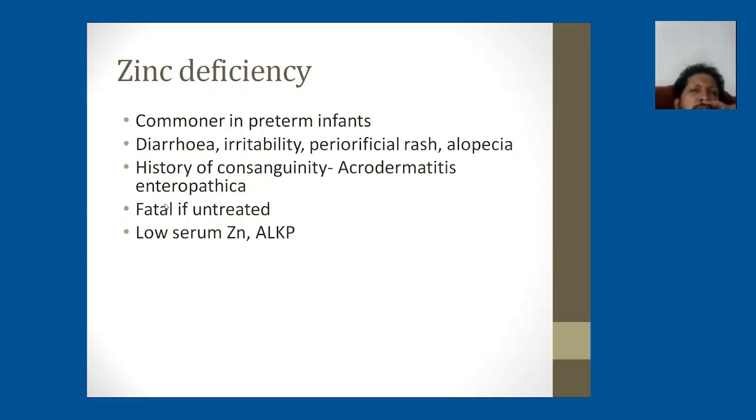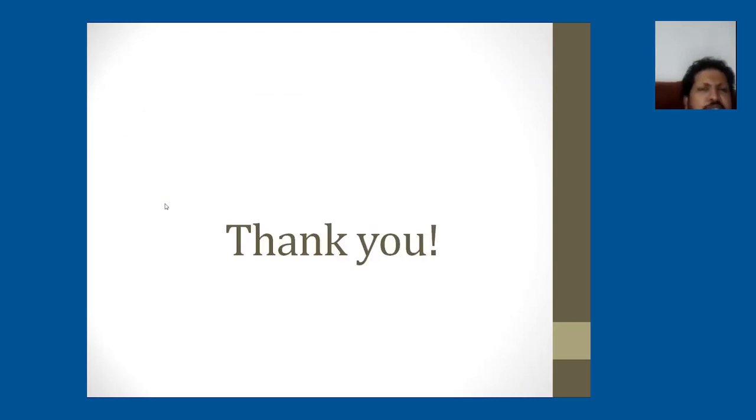So they come with diarrhea, irritability, periorificial rash, and especially if it's consanguineous, it's an autosomal recessive disease, then you have to think of acrodermatitis enteropathica. So it's very important to detect this because it's fatal if untreated. Zinc is a cofactor in the synthesis of alkaline phosphatase, the coenzyme. Low serum zinc will result in low alkaline phosphatase levels. Since checking serum zinc levels is very expensive and difficult, not found everywhere, alkaline phosphatase may give a clue, but usually it's a clinical diagnosis. So we have to replenish the zinc.